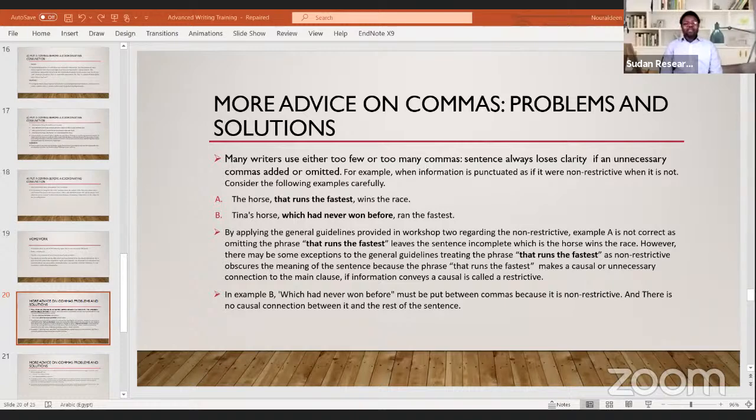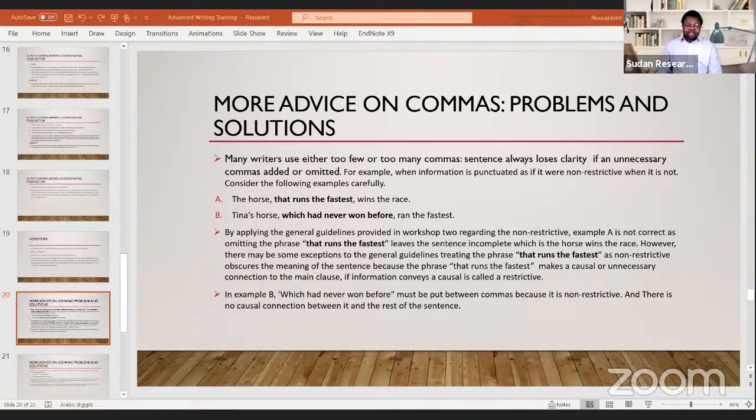Initially, it may seem that you should apply the general guideline about punctuation of non-restrictive information, from workshop 2, because omitting the phrase that ran the fastest leaves a complete sentence, which is the horse won the race. We always find there are exceptions to the general guidelines. In example A, treating the phrase that ran the fastest as non-restrictive obscures the meaning of the sentence, because the phrase that ran the fastest makes a causal connection.